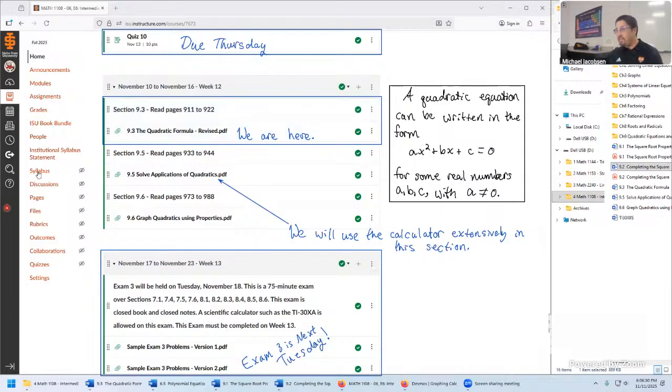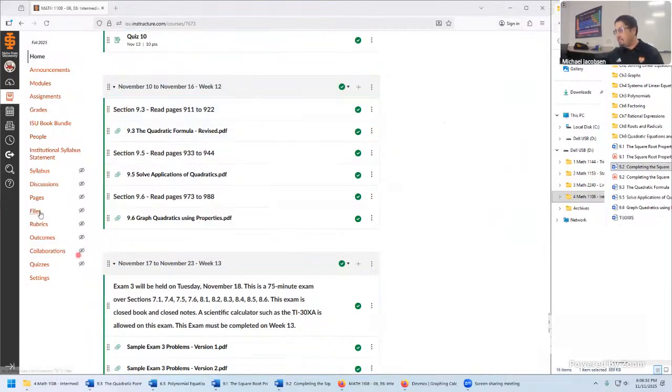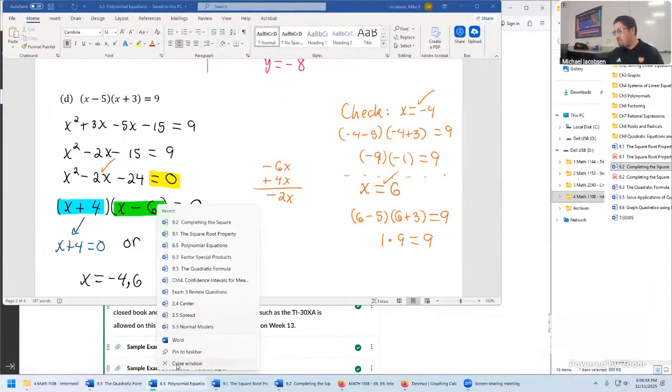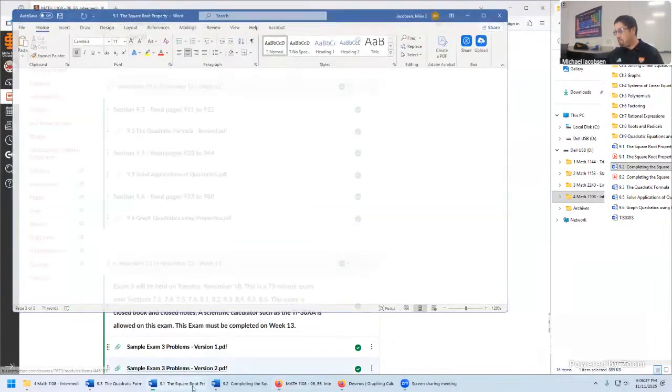Okay, so here is finally the quadratic formula. First, let me close these files so that the computer doesn't get overloaded.